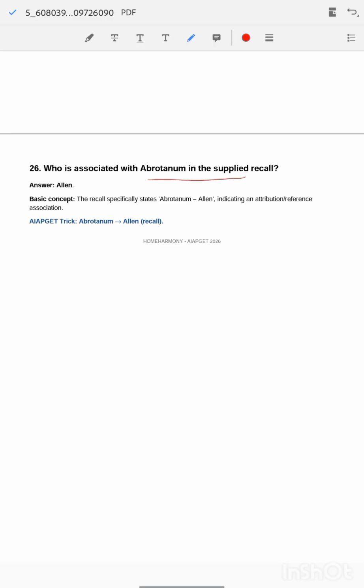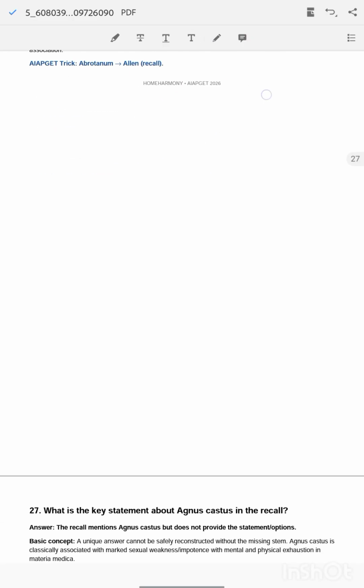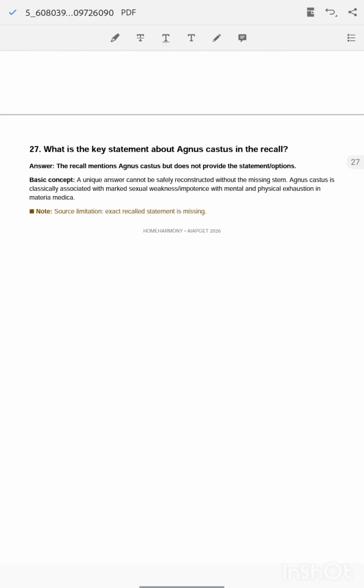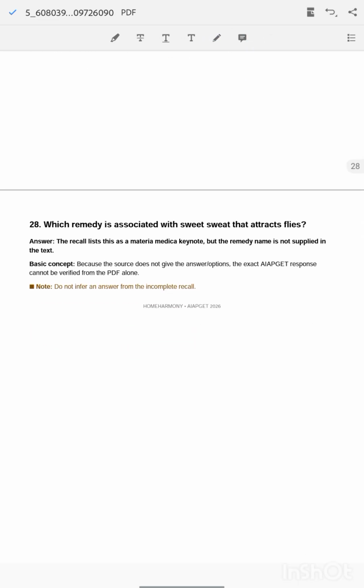What is associated with abrotanum in simplified recall? So in abrotanum we remember rheumatism after suppressed diarrhea or alternating with diarrhea. What is the key statement of Agnus castus? Which remedy is associated with sweet sweat that attracts flies? It is Caladium.